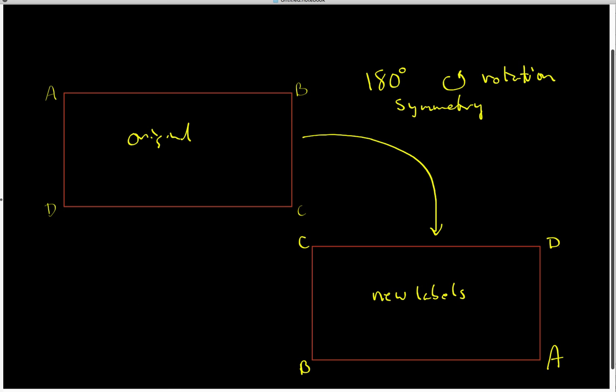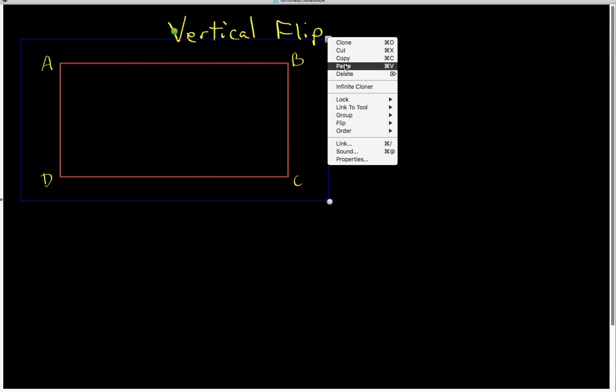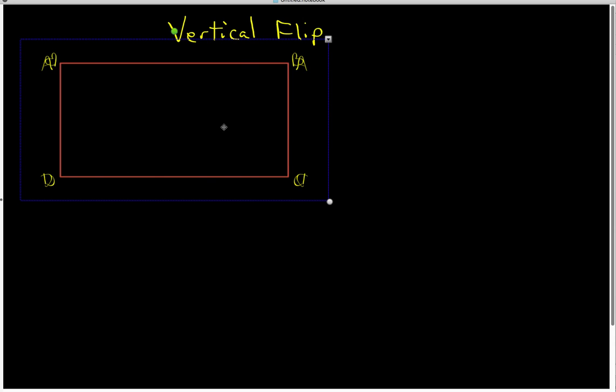Well, let's see. We can do some other symmetries on a rectangle. It is clear that if I look at the vertical line right smack down the middle of the rectangle and I flip over that line, that will be a symmetry of the non-square rectangle. So let's see what that has. So we're going to flip over that vertical line. And when we do, we notice that the vertex names have changed.